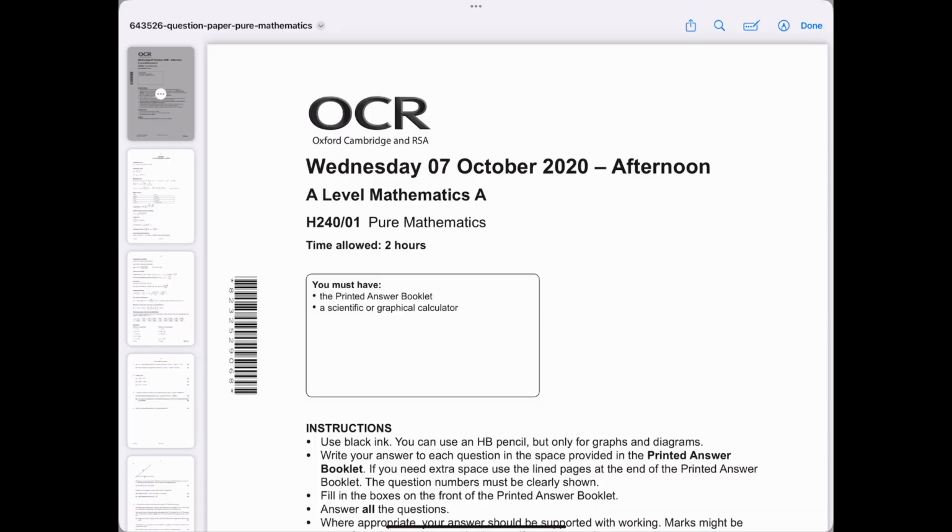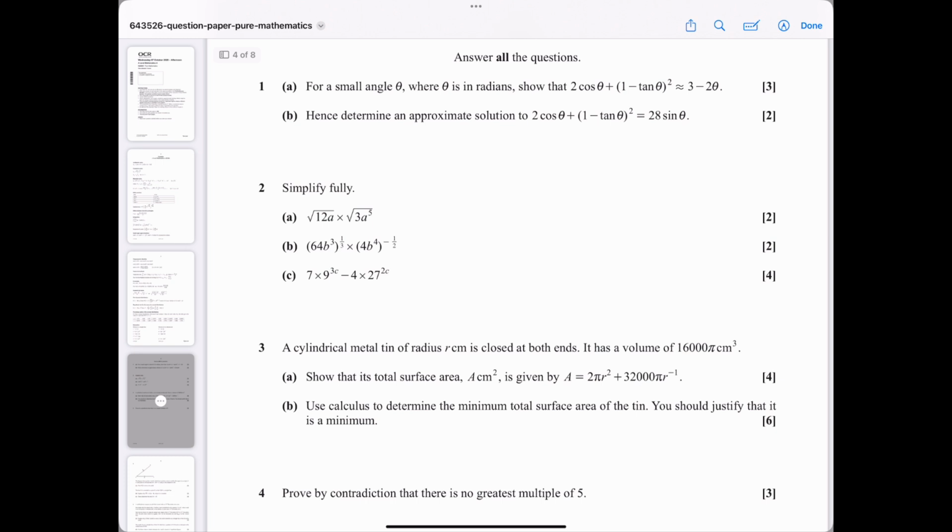OCR paper from 2020. Should be relatively easy. For small angle theta, where theta is in radians, show that 2 cos theta plus (1 minus tan theta) squared is approximated to 3 minus 2 theta.